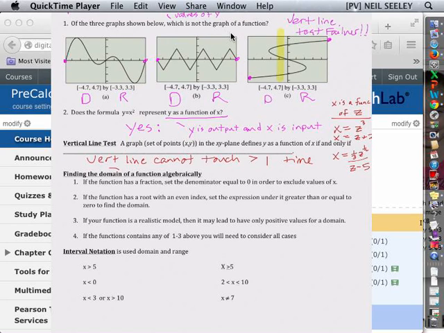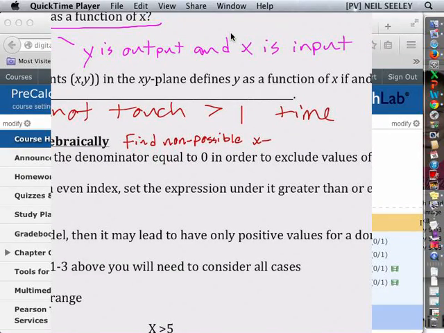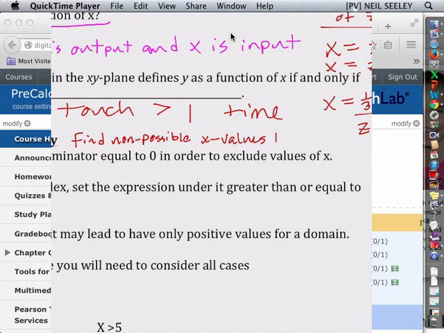So domain is possible x's, and the most efficient way to find possible x's is to find not possible x's, x values that are not possible. So I'm going to write non-possible x values to exclude. It's really bad grammar probably. You can write it better. That's what we're going to work from, because we're going to basically say, yeah, it can be any x except that one.